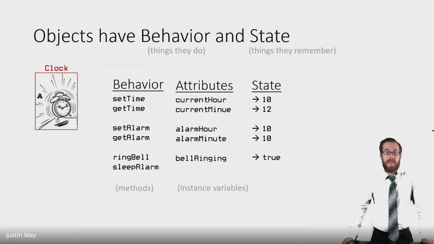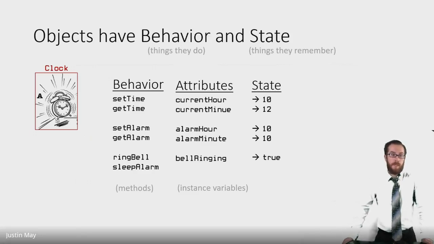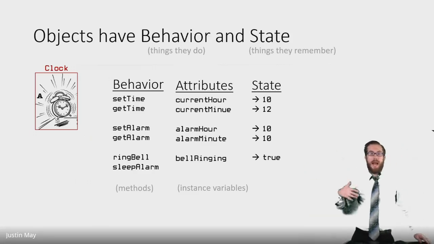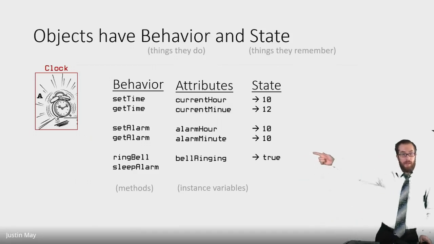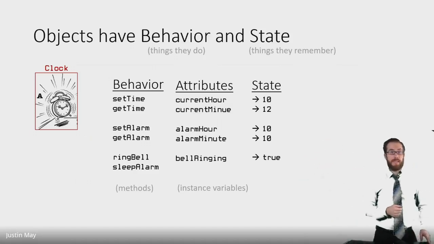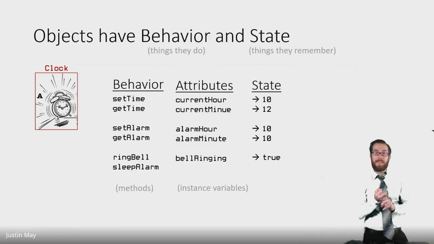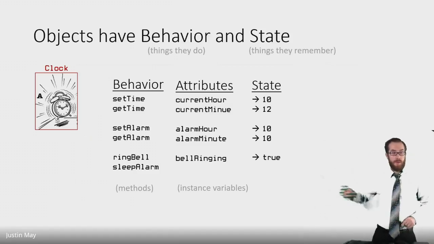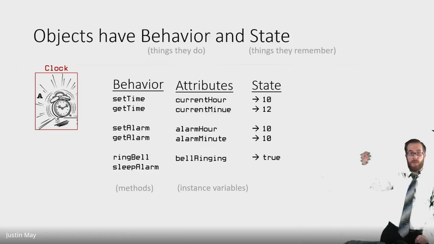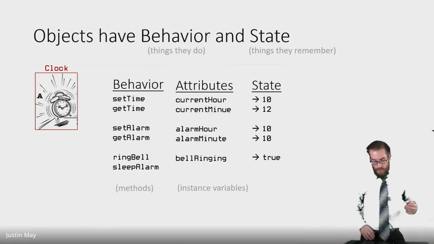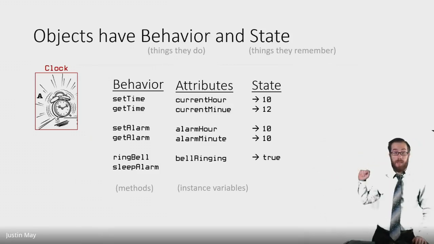Objects have behavior and state. The behavior is going to tell you what the object can do. Here we have a clock. The behavior of a clock is that you can set the time, you can get the time, you can set the alarm, you can get the alarm, you can ring the alarm bell, you can sleep the alarm. Those are things that this object, this clock, can do.